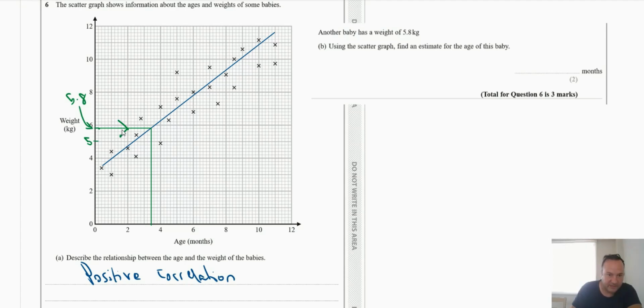We hit the line, then we go down, and we can see, again, we've got 3 over here. So 1 square represents 0.2, which means 2 squares from 3 means that we've got 3.4. So basically, we've just worked out that the age is going to be 3.4 months old, because it's 2 squares from the 3.